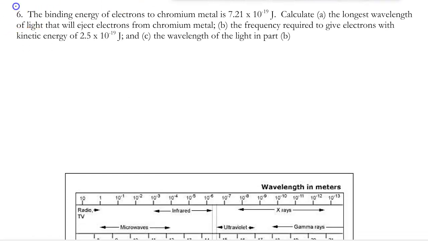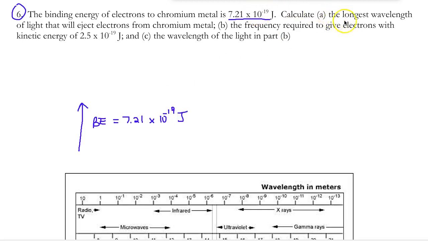So number 6: the binding energy of an electron of chromium metal is, okay, so we know that's part of the energy of a photon if it exceeds this threshold to remove electrons. So this is the binding energy, and they're telling us it's equal to 7.21 times 10 to the negative 19 joules.